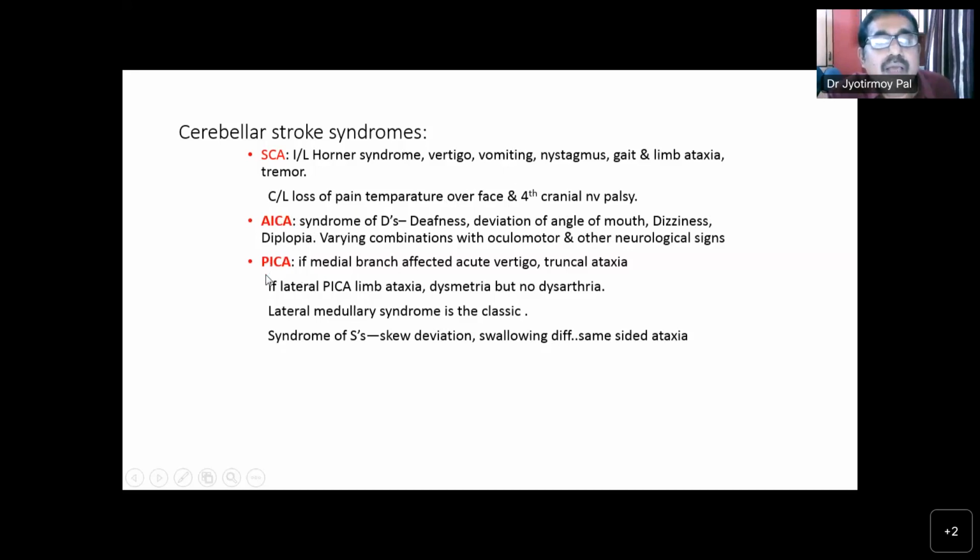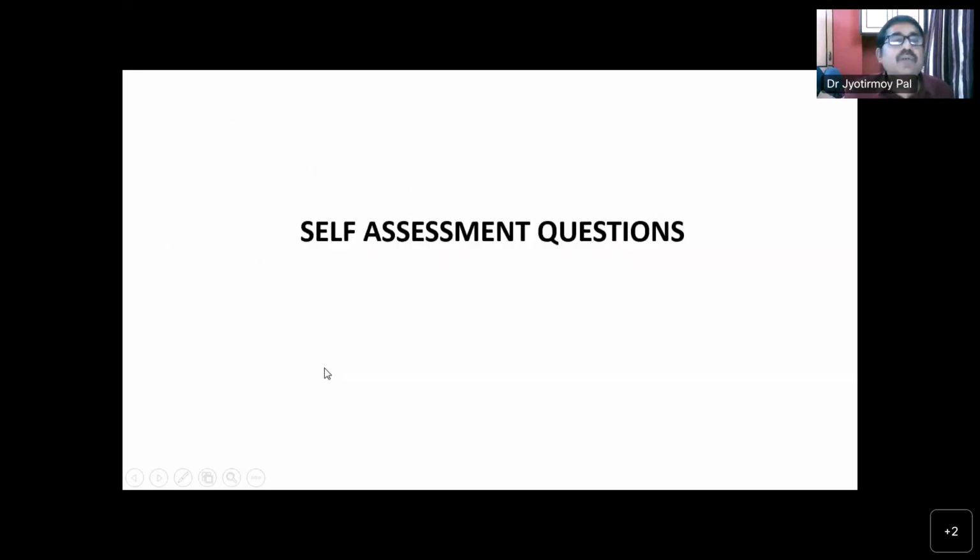Whereas when there is affection of the posterior inferior cerebellar artery, along with the cerebellar syndrome, we'll get more features of the lateral medullary syndrome. We can get Horner syndrome, loss of sensation in the face because of involvement of the trigeminal, and also dysphagia because of involvement of the 9th and 10th cranial nerves. So according to the distribution of the artery, we'll get a mixture of symptoms along with the cerebellum. We'll get other brainstem involvement. So this is called cerebellar stroke syndrome.